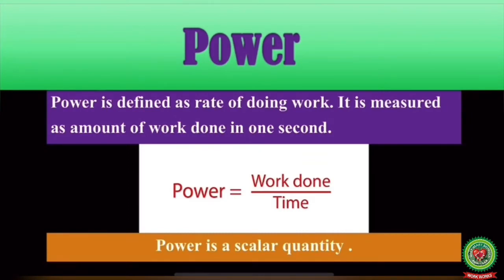Power is defined as rate of doing work. It is measured as amount of work done in 1 second. The formula of power is equal to work done upon time, and power is a scalar quantity. Scalar quantity means power depends upon the magnitude only and it does not depend upon direction.